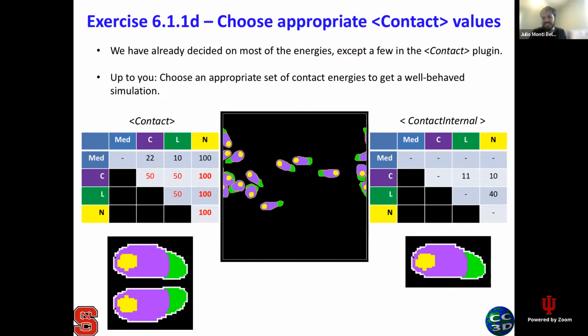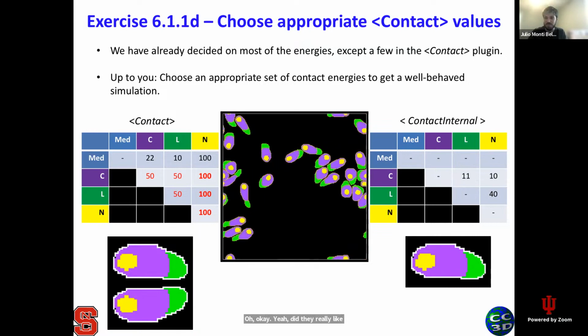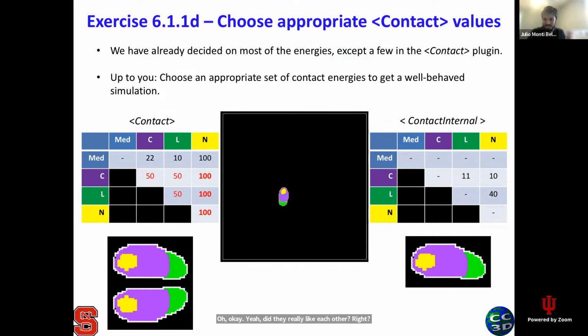Oh, okay. Yeah, then they really like each other, right? Because it's the lowest contact energy that you had in the simulation.